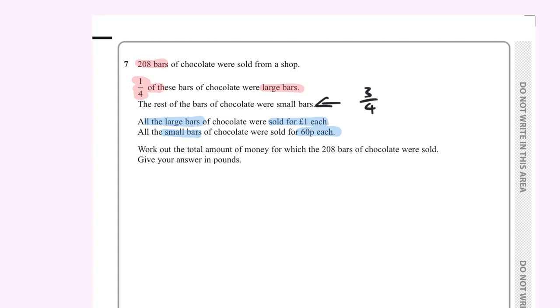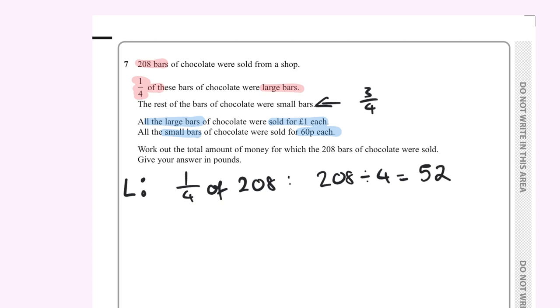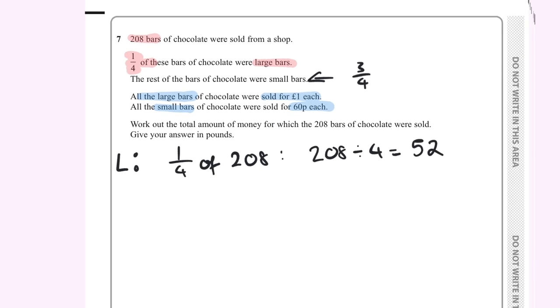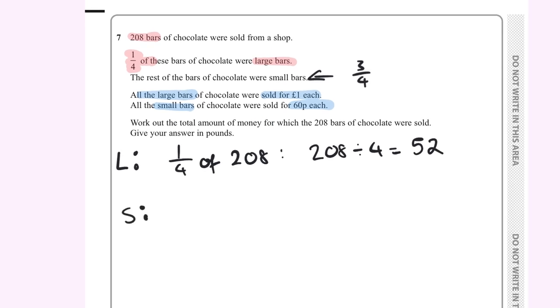Alright, so let's start off finding out how many were large. If we look at the large ones, we just do 1/4 of 208. So we're going to do 208 divided by 4, and now the calculator's coming out. That is 52. And then small, we're doing 3/4 of 208. So 208, we know what 1/4 is.